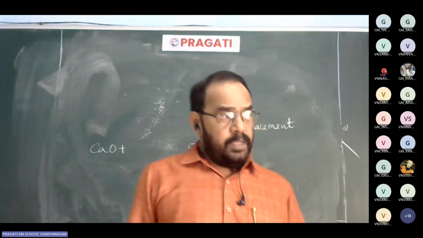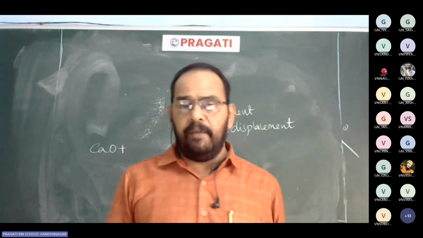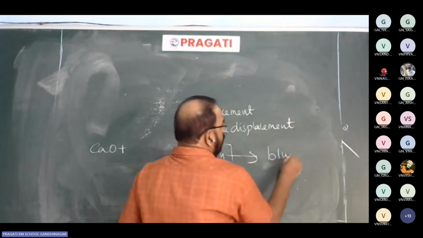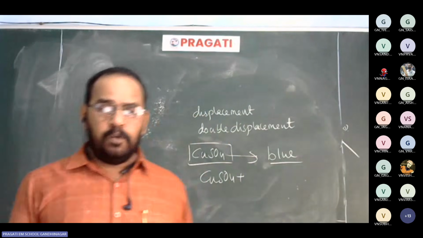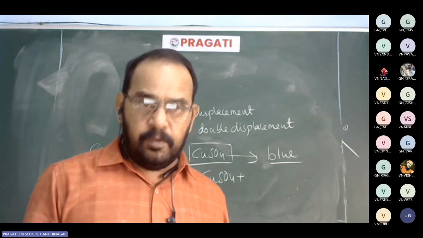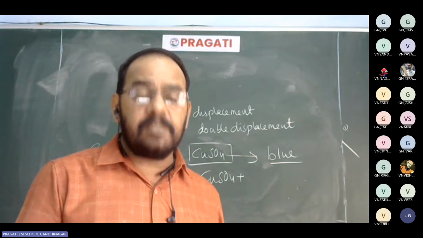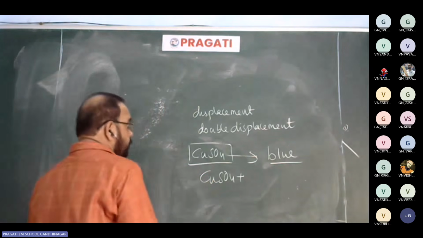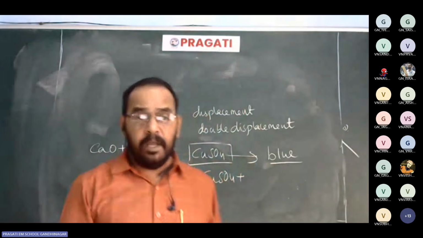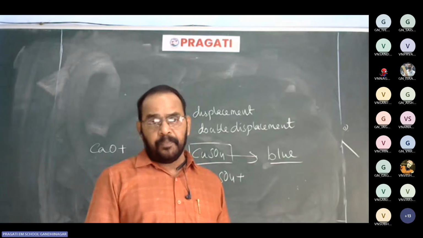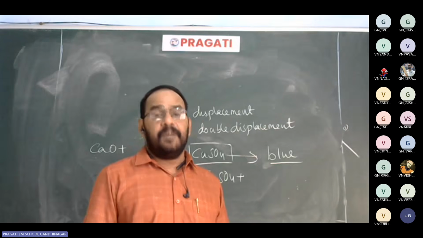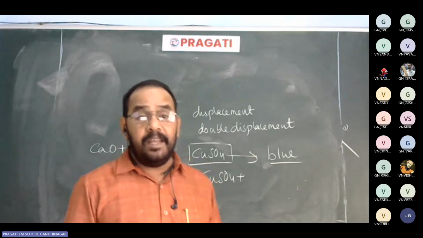I said that questions are already given in the textbook, so see them again. Copper sulfate solution color is blue. What happened to the blue color of the copper sulfate solution? When iron is dipped in copper sulfate solution, iron displaces copper from copper sulfate solution. Why does iron displace copper? Because of the reactivity of iron. Then what will be formed? Ferrous sulfate will be formed. Ferrous sulfate is green in color.